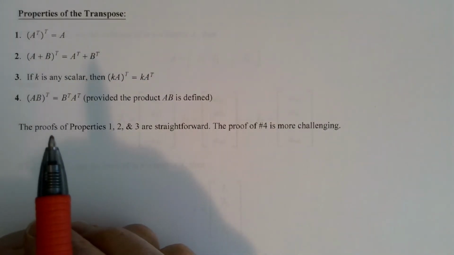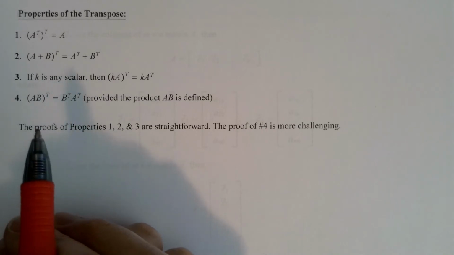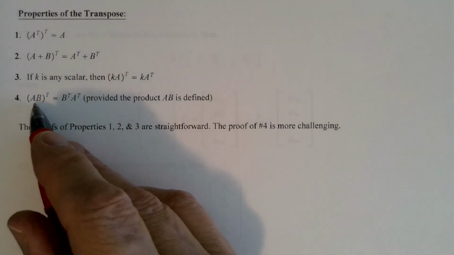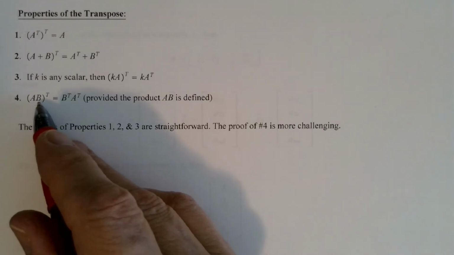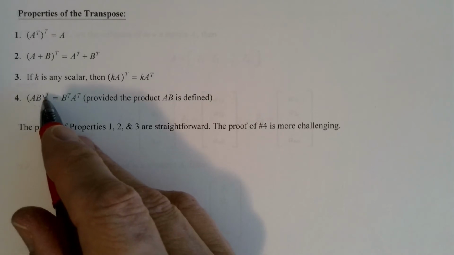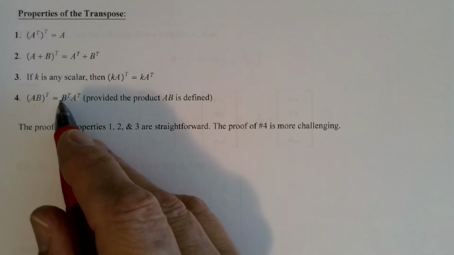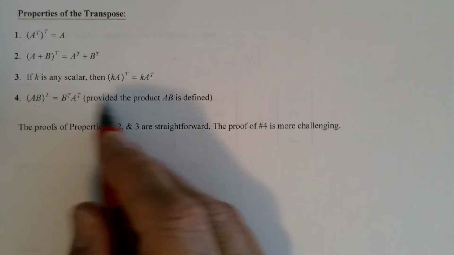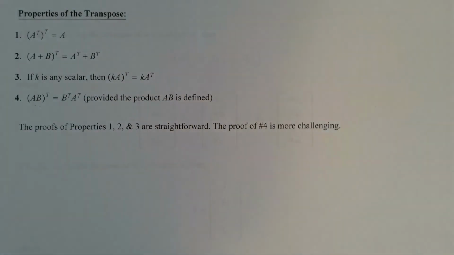Okay. So 1, 2, and 3 I think are fairly obvious, pretty easy to prove. Number 4 is a little bit different, and we're going to prove number 4. 4 says if I have A times B, so that product, right, that's a multiplication problem. It has to be defined. If that's the case, and you transpose that, then that's equal to B transpose times A transpose. Again, provided the product AB is defined. So that is the situation when we are multiplying.